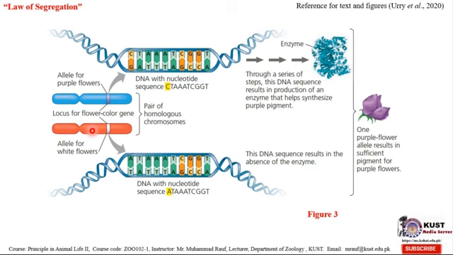And remember one more thing, that dominant is not always good and recessive is not always bad. The deafness in humans is because of a dominant allele. Polydactyly in humans is because of a dominant allele. So a dominant allele is not always good and a recessive allele is not always bad.